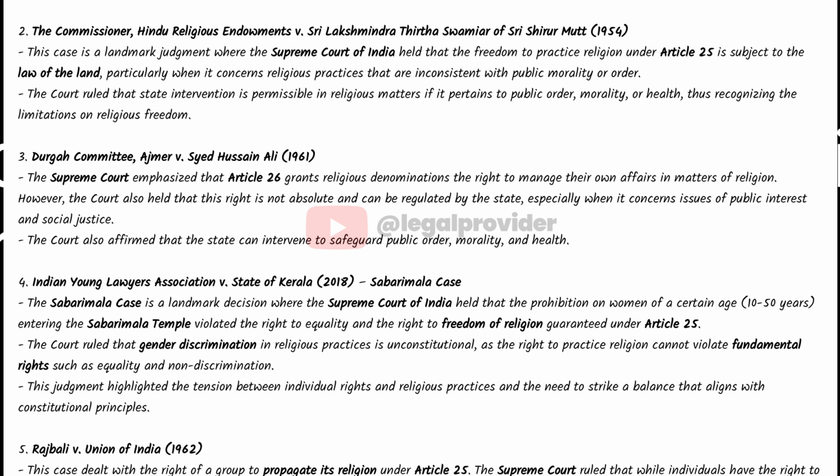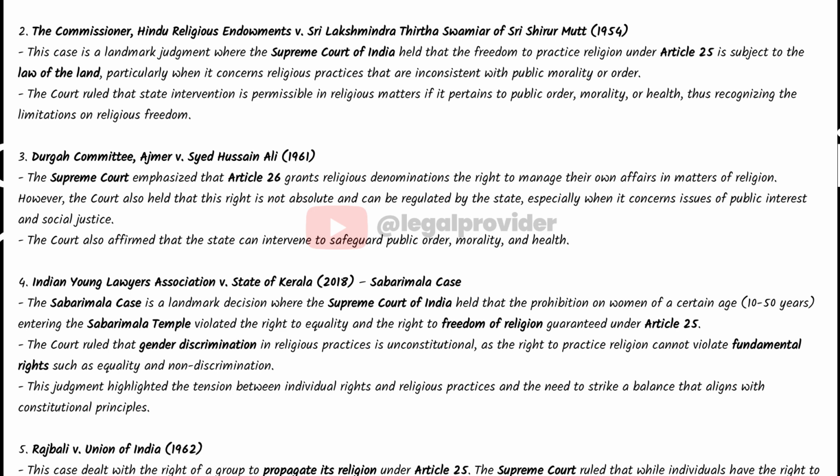3. Durga Committee, Ajmer versus Syed Hussain Ali, 1961. The Supreme Court emphasized that Article 26 grants religious denominations the right to manage their own affairs in matters of religion. However, the court also held that this right is not absolute and can be regulated by the state, especially when it concerns issues of public interest and social justice. The court also affirmed that the state can intervene to safeguard public order, morality, and health.